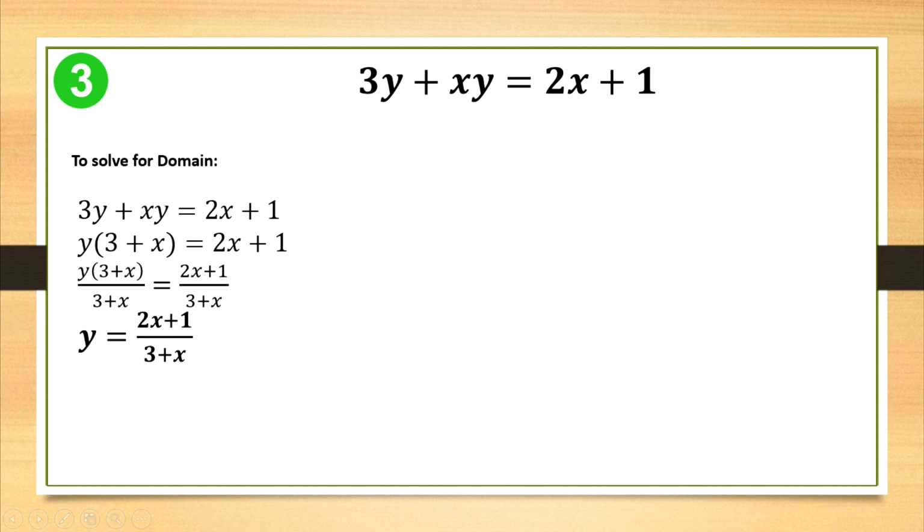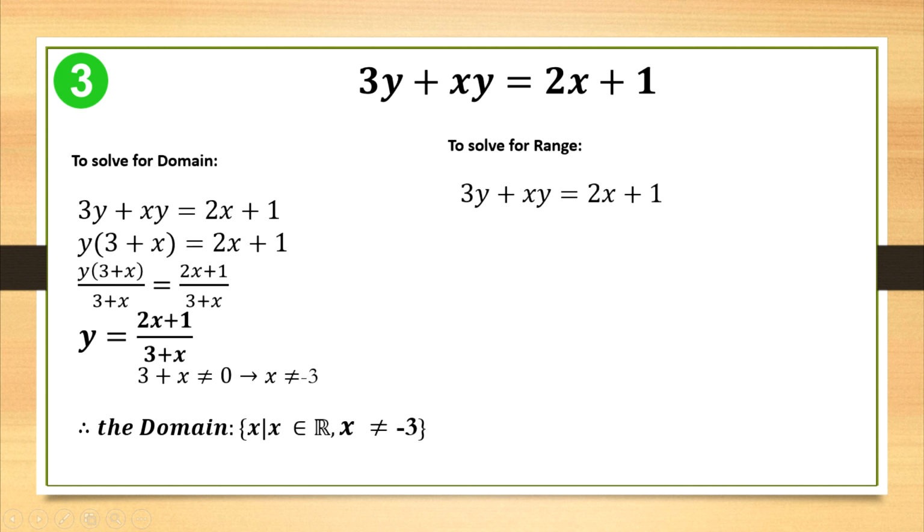Our value of y is rational or a fraction. We have a restriction about fractions, right? The denominator should not be equal to 0. For example, if our x in the denominator is negative 3, then we get an undefined value. So we must equate 3 plus x should not be 0. We have x is not equal to negative 3. Then we can conclude that our domain is x is a set of all real numbers except negative 3.